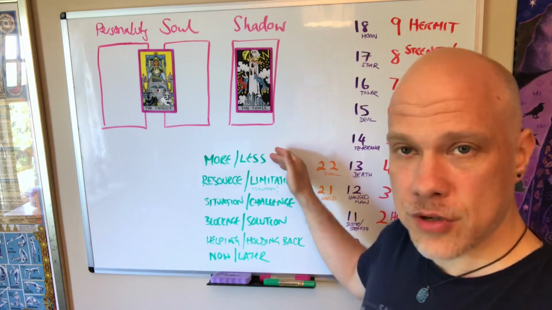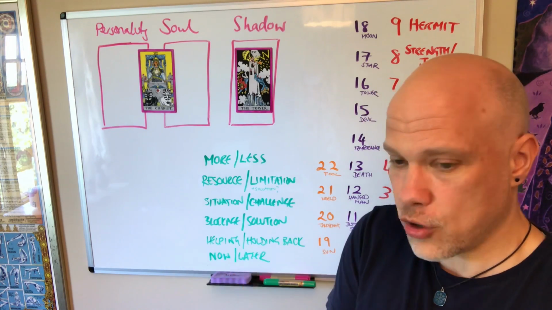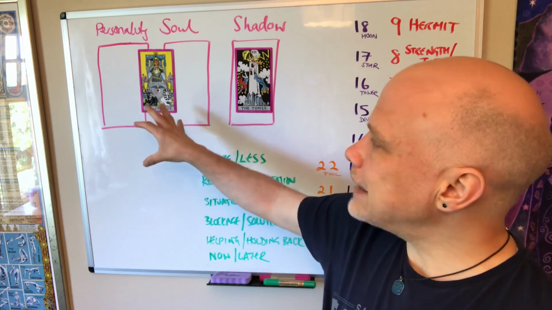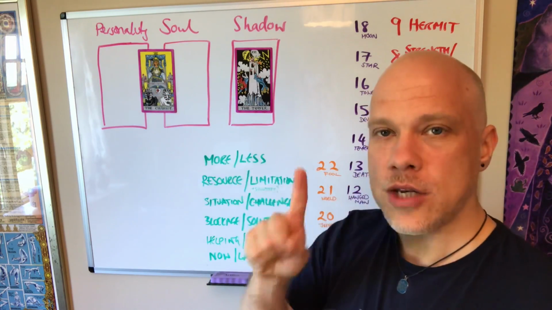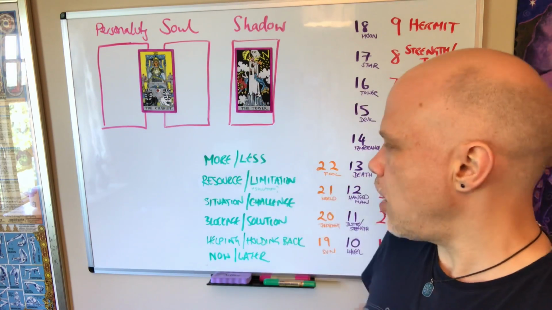And I've just written down some options here. I'm suggesting a 2-card spread. You could do a 3-card draw or even a 1-card draw. But the idea being that you're asking what else you need to know about your personality, soul and shadow cards.